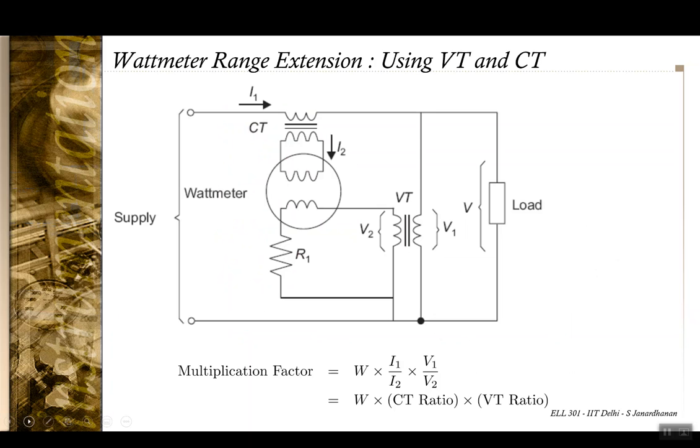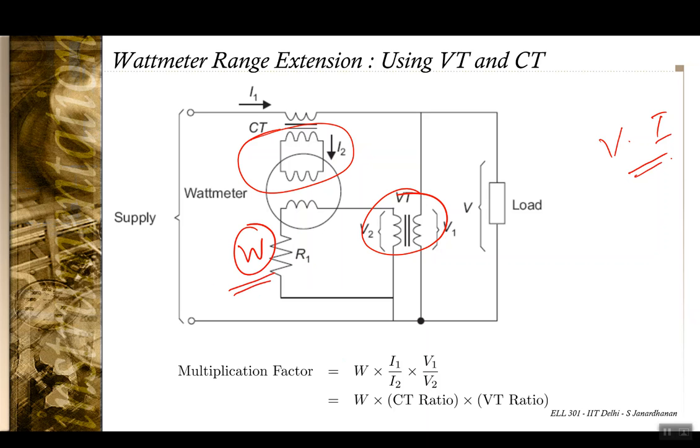Okay, and the wattmeter can also be used in conjunction with current transformers and voltage transformers to increase the range, to operate at very high voltage and current, and take very high wattage readings. So the wattmeter reading is taken and it is scaled up by the factor of the current transformer and voltage transformers, and the power consumption by the load can be computed.